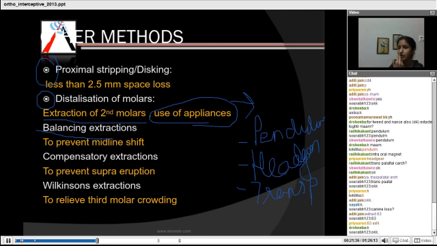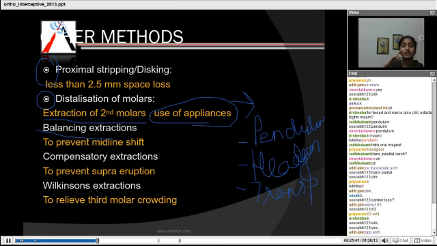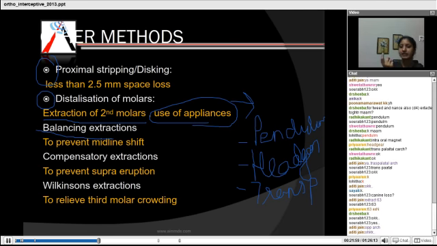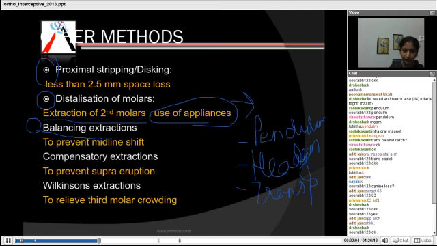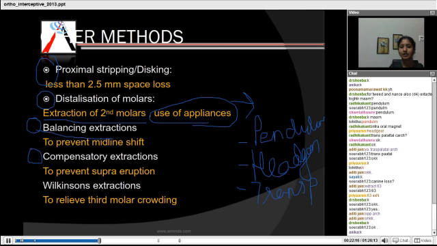Balancing is on the same arch, opposite sides. Compensating extraction is on the opposite arch, same side. That is to prevent supra-eruption. For example, you extract 3-7, and 2-7 is supra-erupting. It is better that you extract 2-7 also, or you replace 3-7 with a prosthesis, that is a different thing. But to prevent supra-eruption, you do compensatory extraction. So remember the difference: balancing is same arch, different sides. Compensatory is same side, different arches.